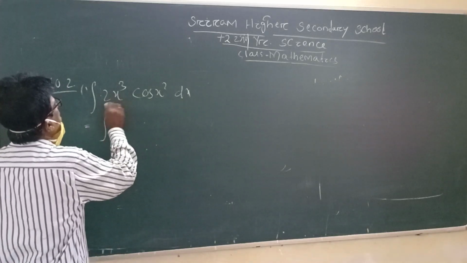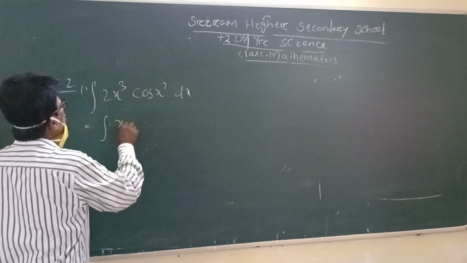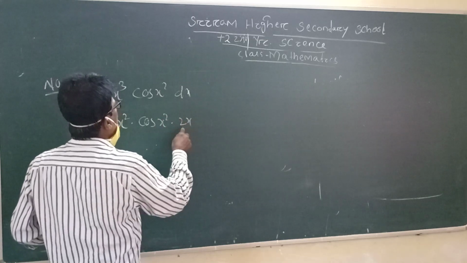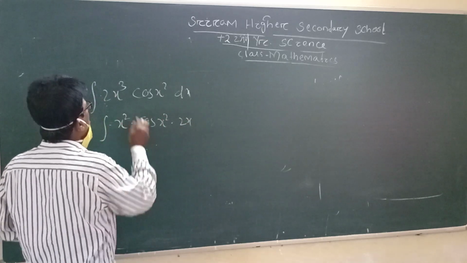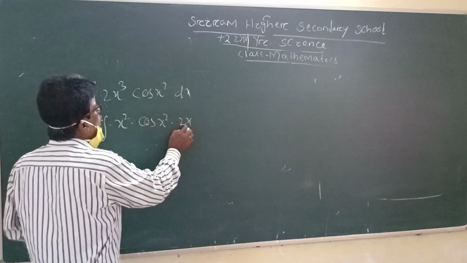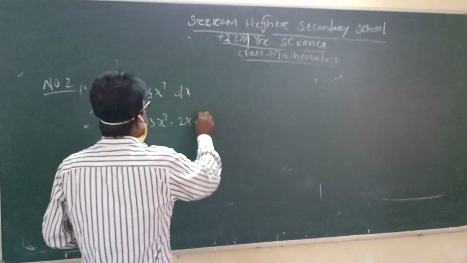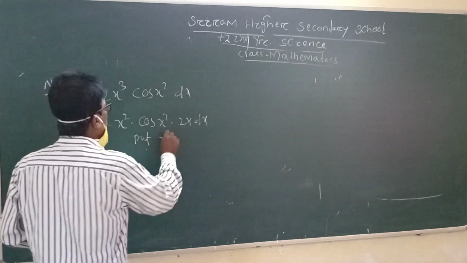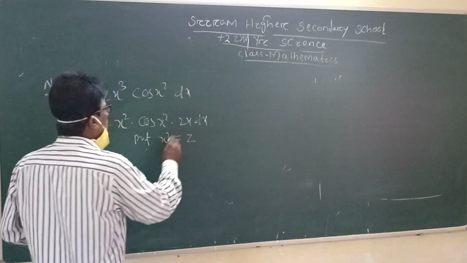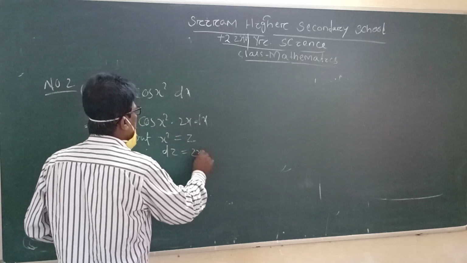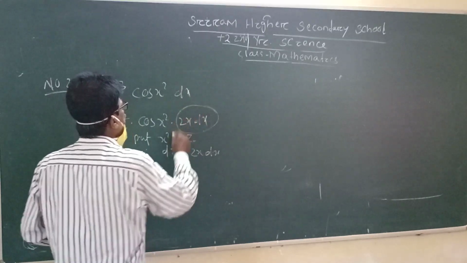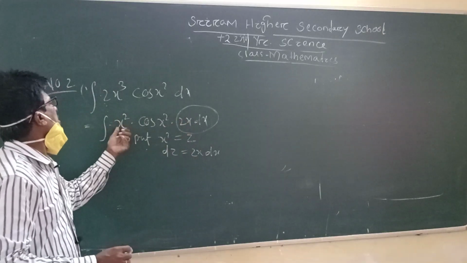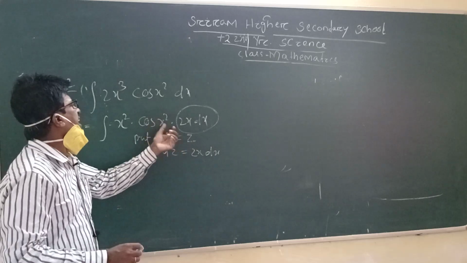You just factorize that part, x square into cos x square into 2x. You look, 2x into x square is equal to 2x cube. You factorize 2x cube is equal to x square into 2x. That is the trick of this integration dx. Put x square is equal to z. Now dz is equal to 2x dx. You look, here is a 2x dx. So 2x dx is equal to dz and x square becomes z.